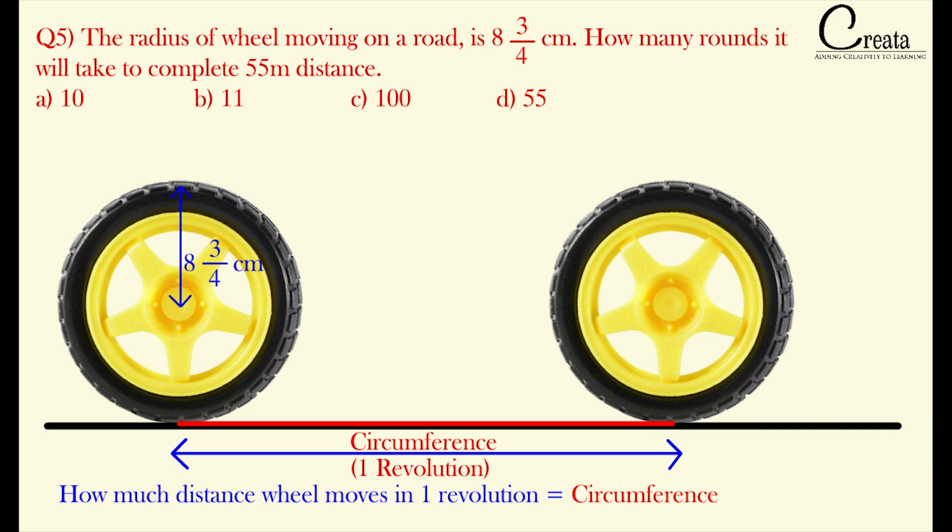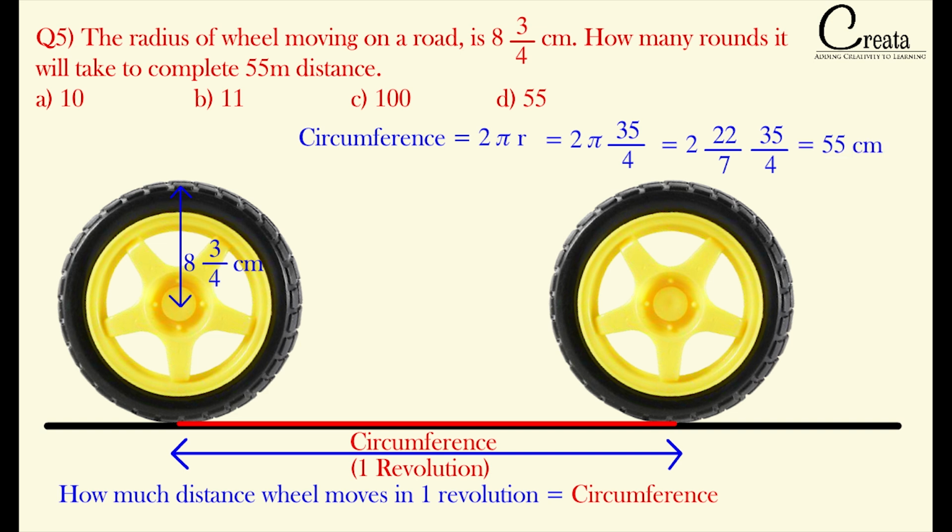And this distance will be the distance the wheel completes in one complete revolution. So let's calculate this distance. We know the circumference of a circle is 2 pi r. And the radius of the circle is given as 8 3/4, that will be 35/4. Let's put the value. Here we are taking pi as 22/7. On putting the value and solving, we got the circumference of this wheel as 55 cm.